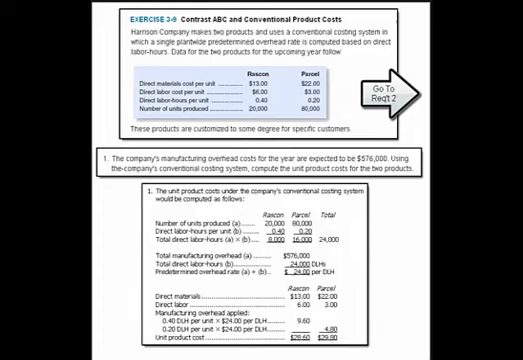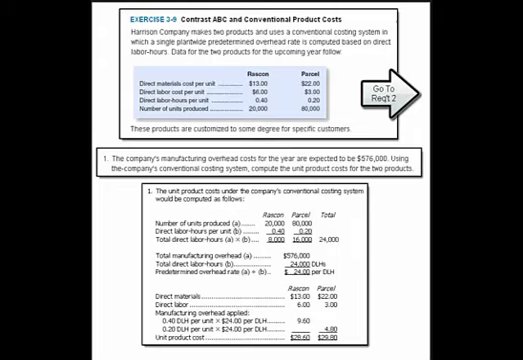Okay, let's contrast ABC and conventional product cost. Now, up at the top, just to the right of my mouse, is the paragraph that I'm going to read. Harrison Company makes two products and uses a conventional costing system in which a single plant-wide predetermined overhead rate is computed based on direct labor hours. And we've got data for the two products for the upcoming year.